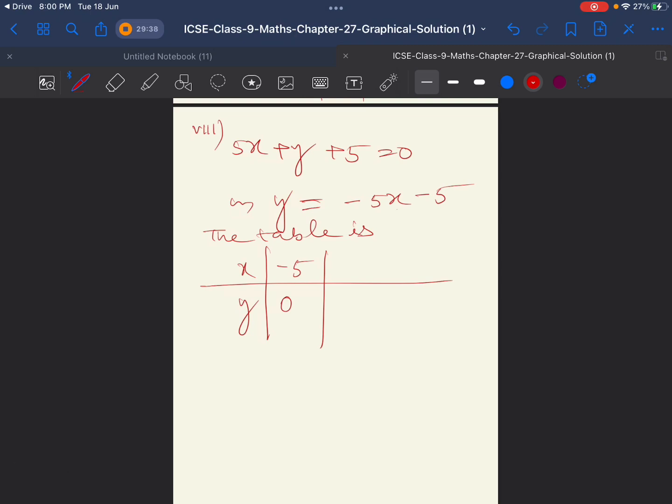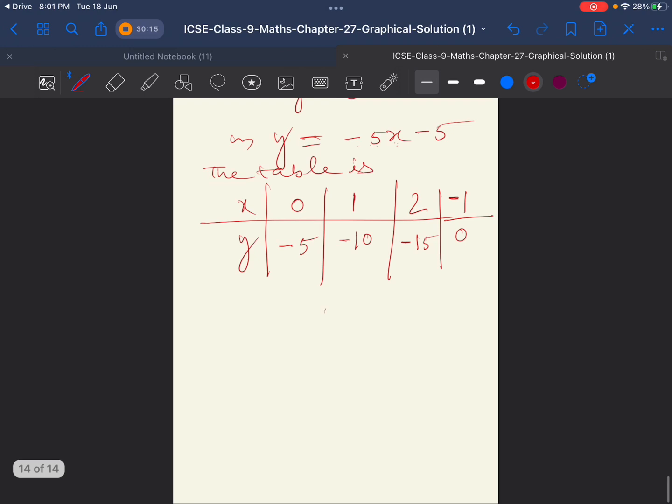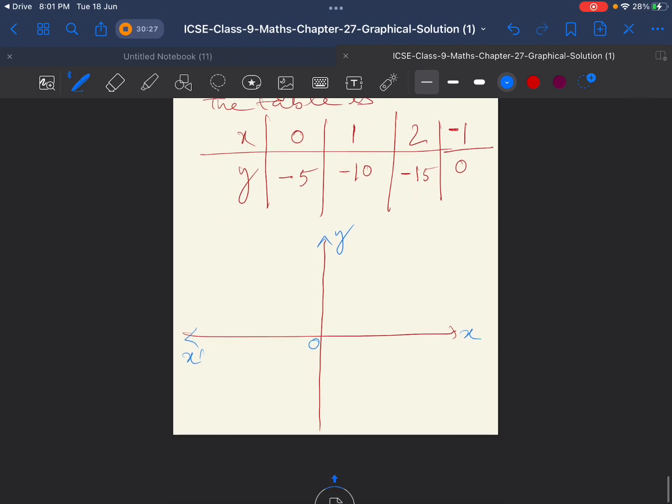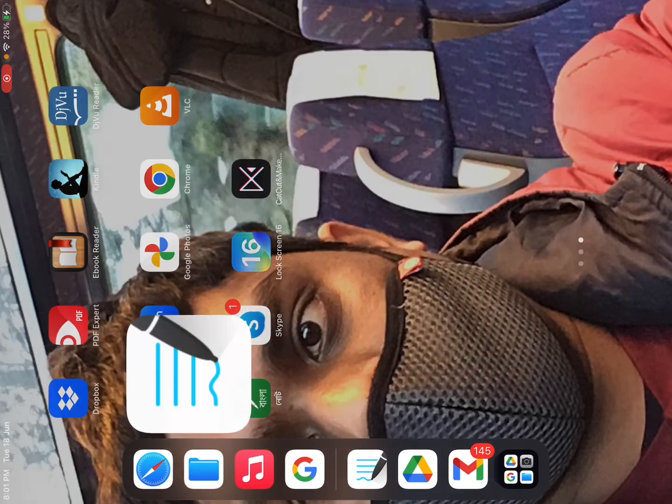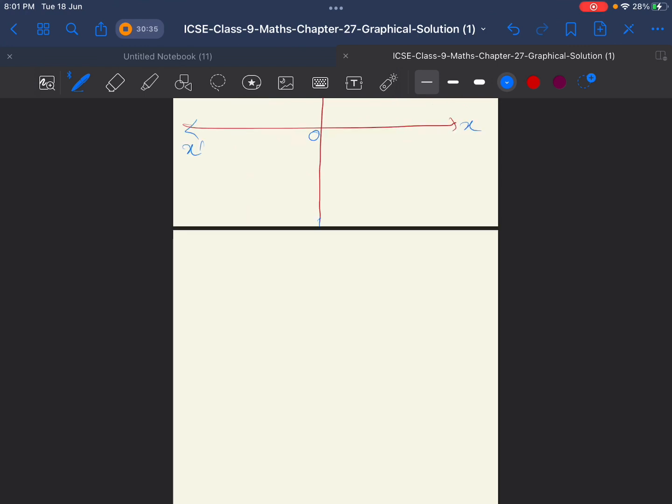Now x is here 0. Okay, x = 0, y = -5. x = 1, y = -10. x = 2, y = -15. x = -1, y = 0: -5(-1) - 5 = 5 - 5 = 0. Okay, now we draw a graph XOX', YOY'.